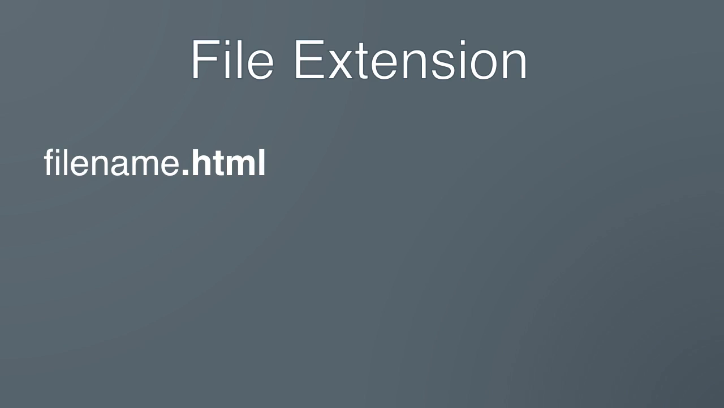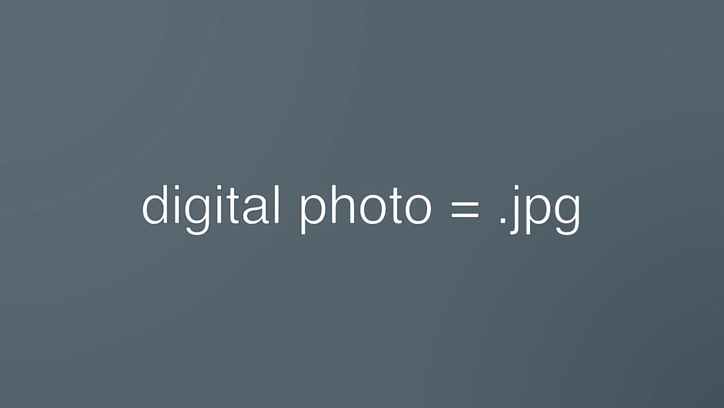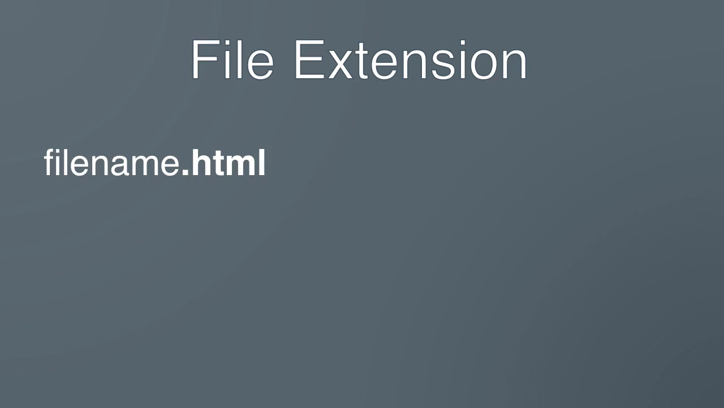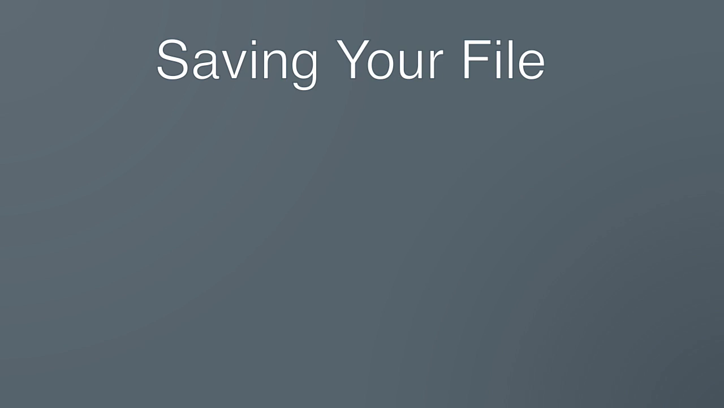A file extension simply designates what type of file it is. An extension that we're all familiar with is JPEG. We know that digital photographs are typically saved with a .jpg or .jpeg extension. We want our web page to have a .htm or .html extension so that the web browser knows that it's a web page. Having said that, let's begin the save prompt.